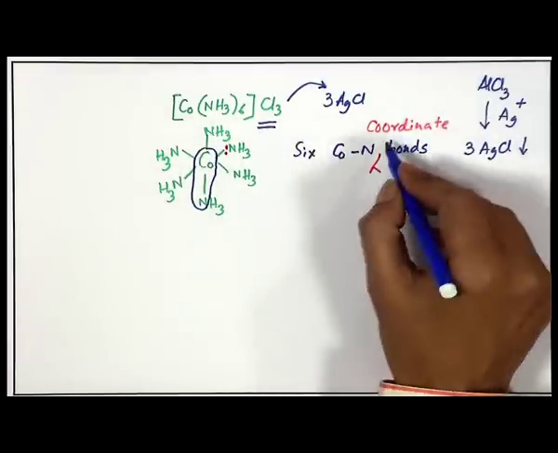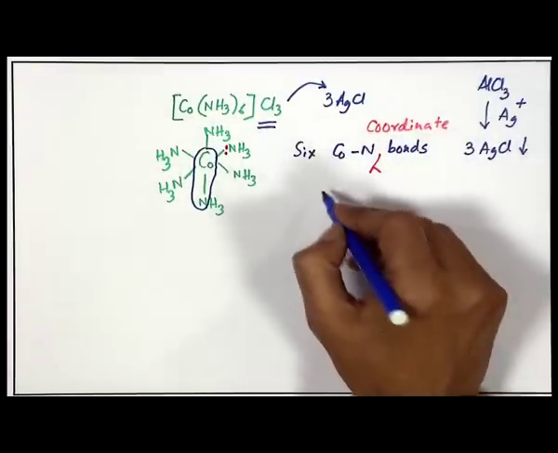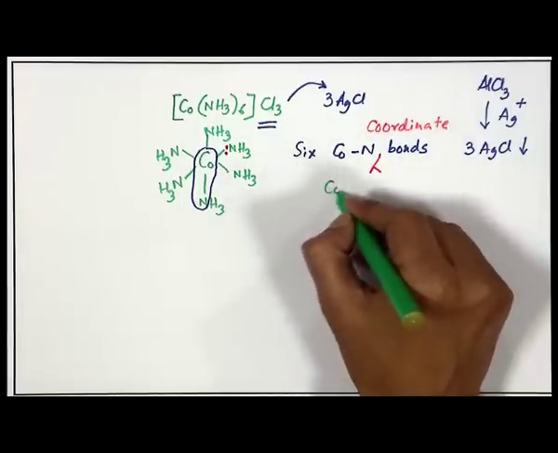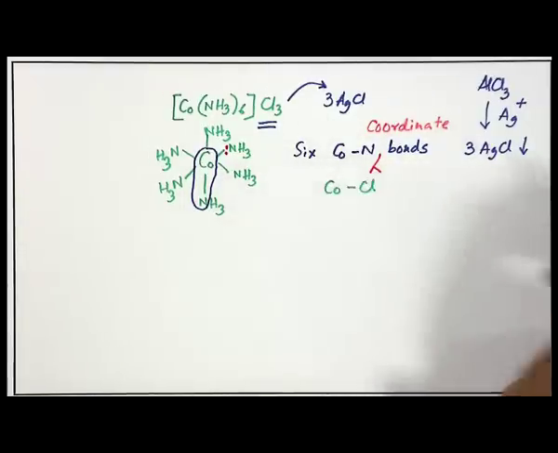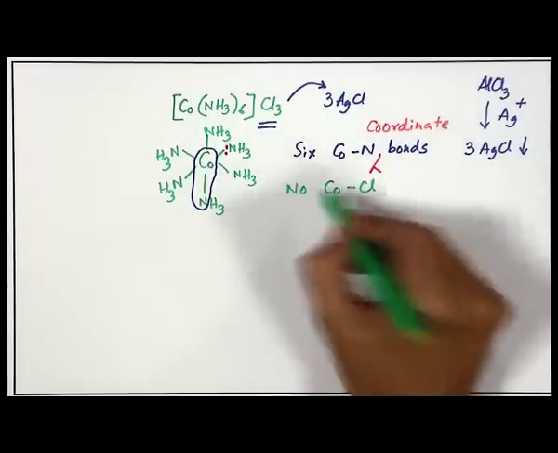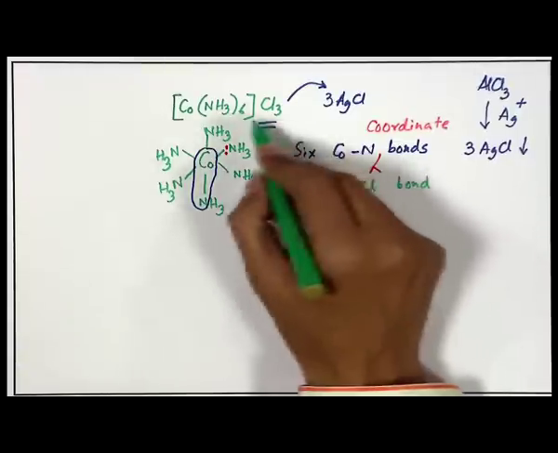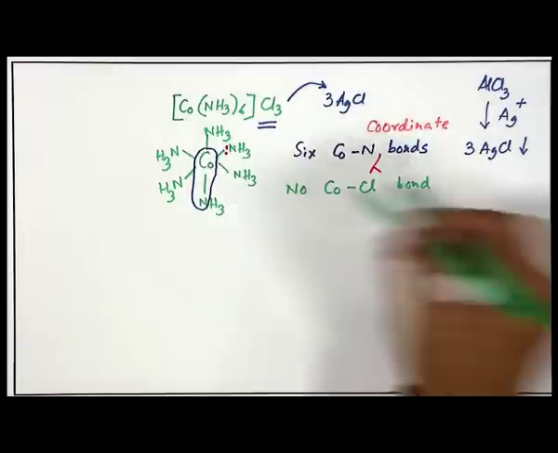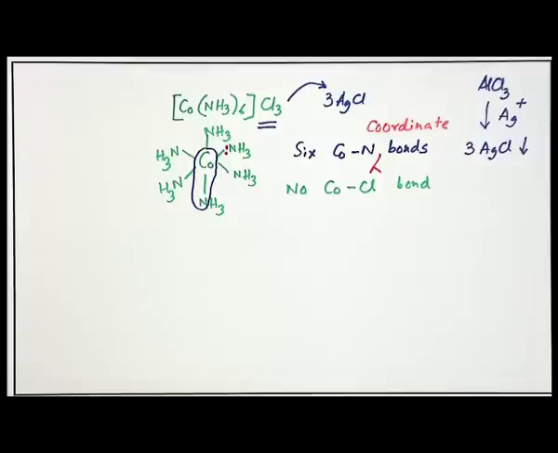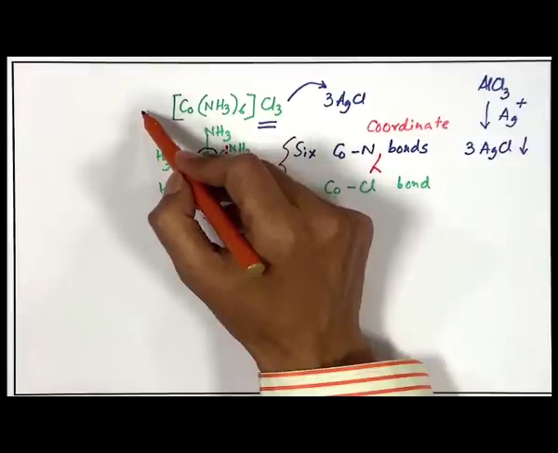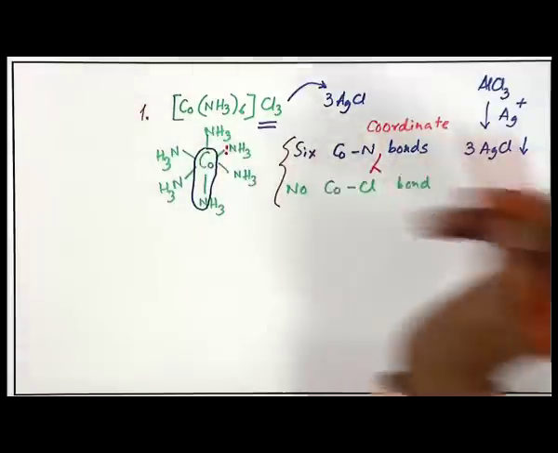So, 6 Co-N coordinate bonds are there, and what about the cobalt-chloride bond if we just consider it? There is no cobalt-chloride bond. This chloride will be outside the coordination sphere. So, no cobalt-chloride bond. These are the two statements which are very useful and which we should all know immediately. So, this is the first compound.